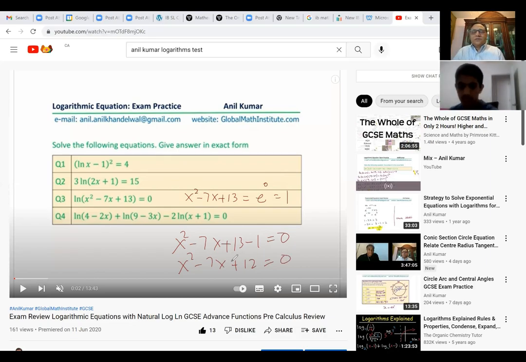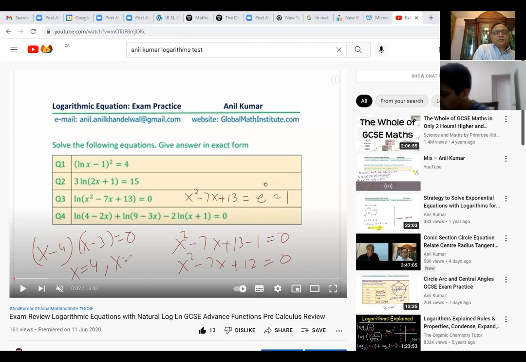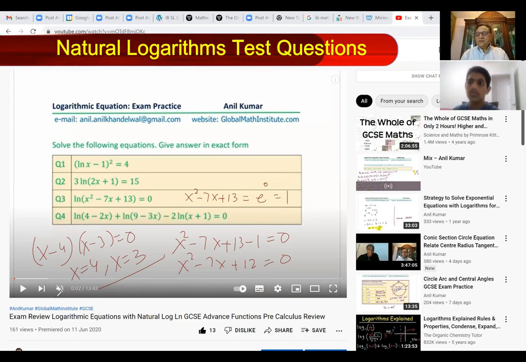And now 4 times 3 is 12, right? So you get x minus 4 times x minus 3 equals 0. X equals 4 and x equals 3 is your solution. Is that clear to you? You got the flow, right? Beautiful. So that is how we are going to solve our questions.